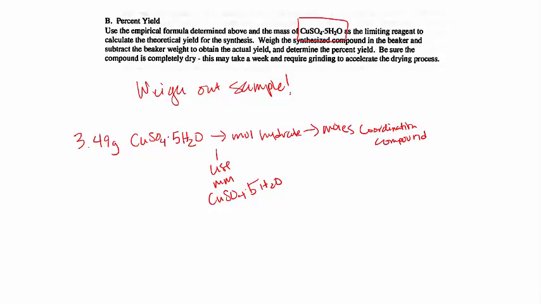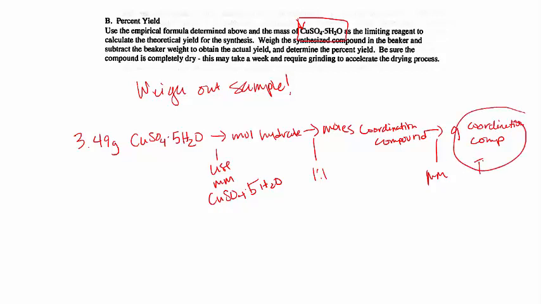I think when you look at your empirical formula that you figured out in the previous one, you'll see that there's only one copper, like one copper in each molecule, one copper atom. So it has to be a 1-to-1 ratio. So however many moles you started with is how many moles you should end up with. And then you can convert that to grams of coordination compound using the molar mass that you figured out on the previous part A. So molar mass. Okay, so that would be your theoretical yield. And then percent yield is actual over theoretical.